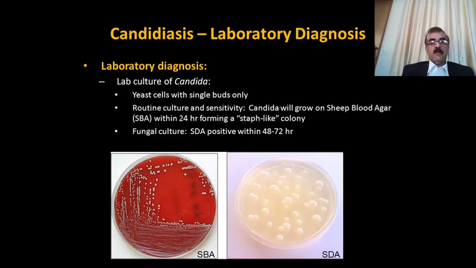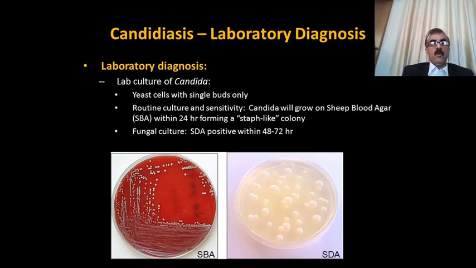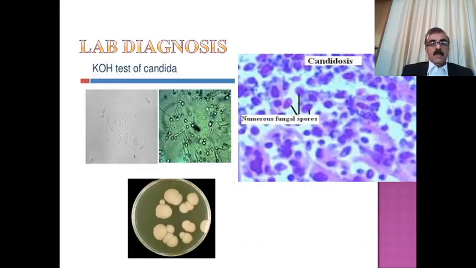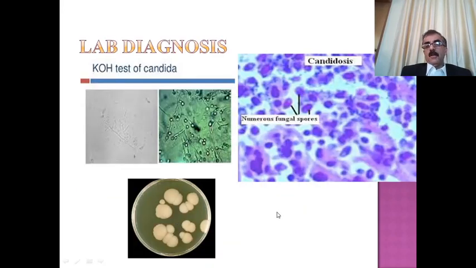By doing the culture, we can further do the speciation of candida, so we can find out what is the exact cause. This is a bedside test, that is KOH preparation. In this we can see these yeast forms and pseudo hyphal forms. Or this is the colony on Sabouraud dextrose agar. Histopathology is not routinely required, but if histopathology is done, then again we can see candida pseudo hyphae and candidal spores in the histopathological section.